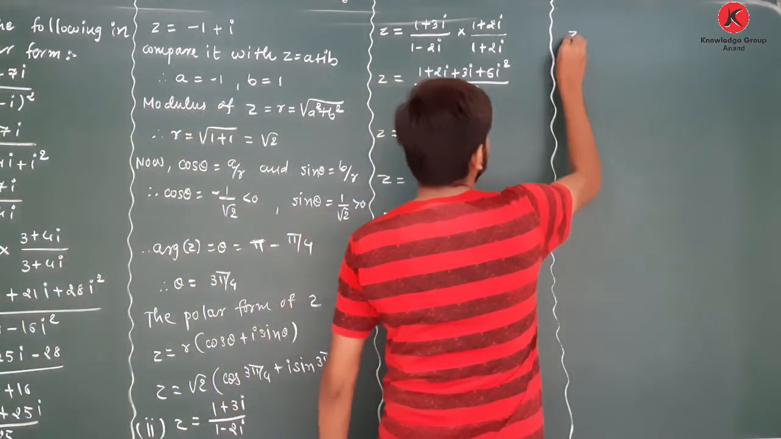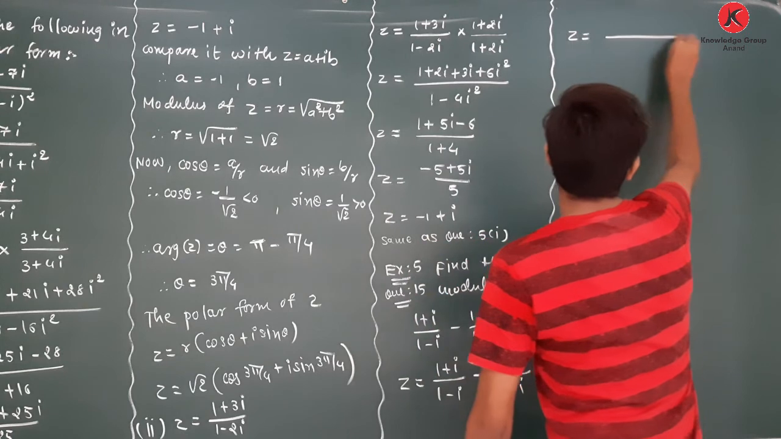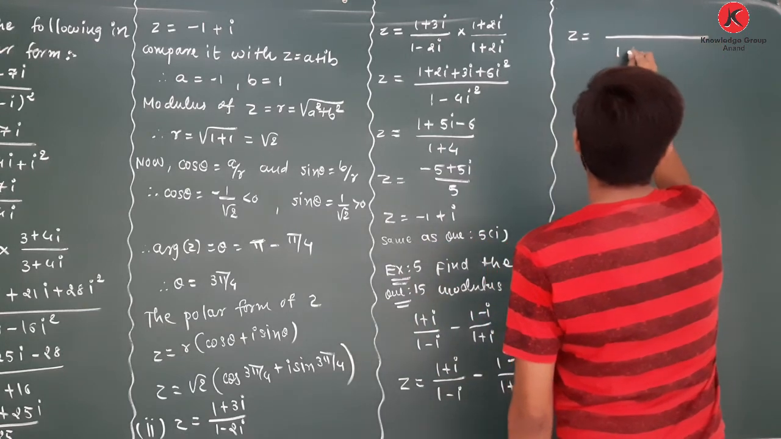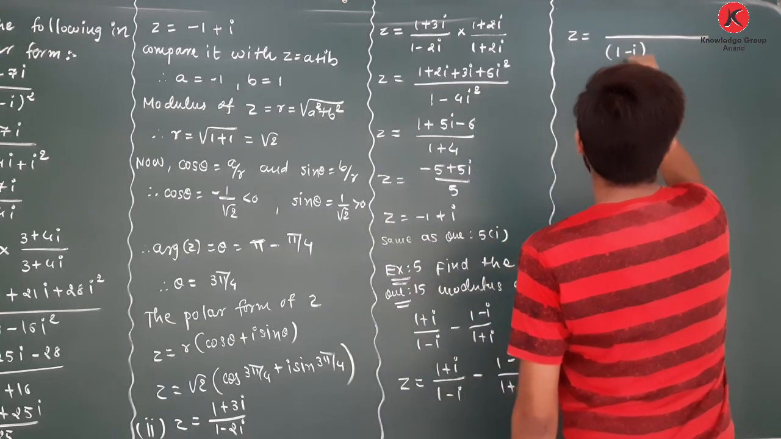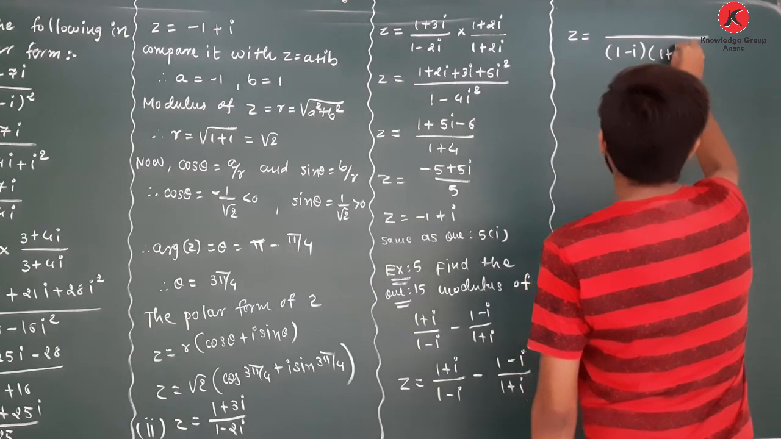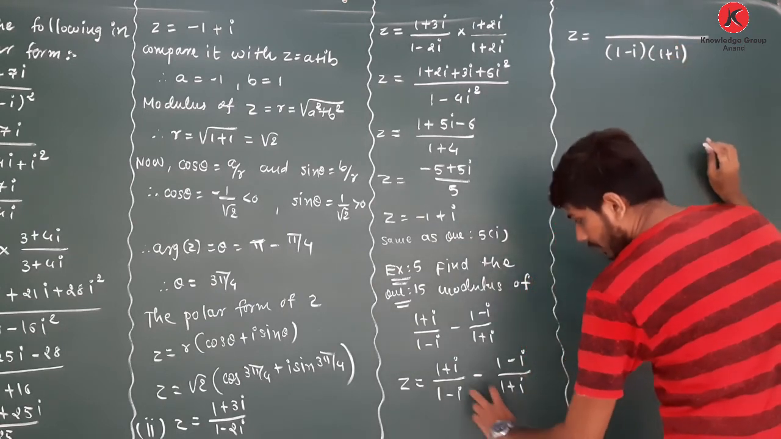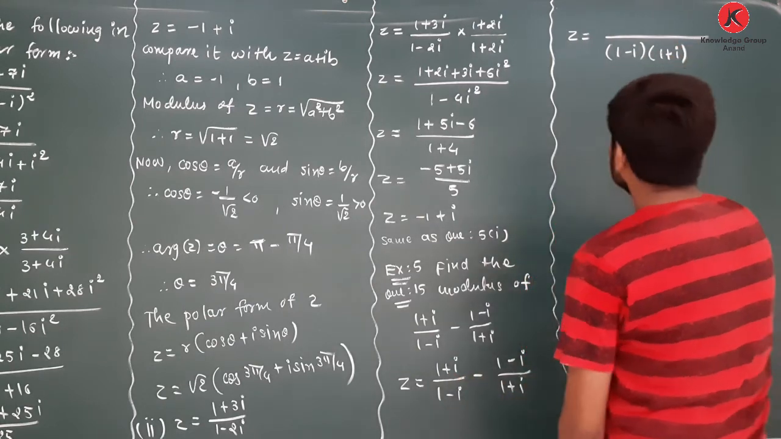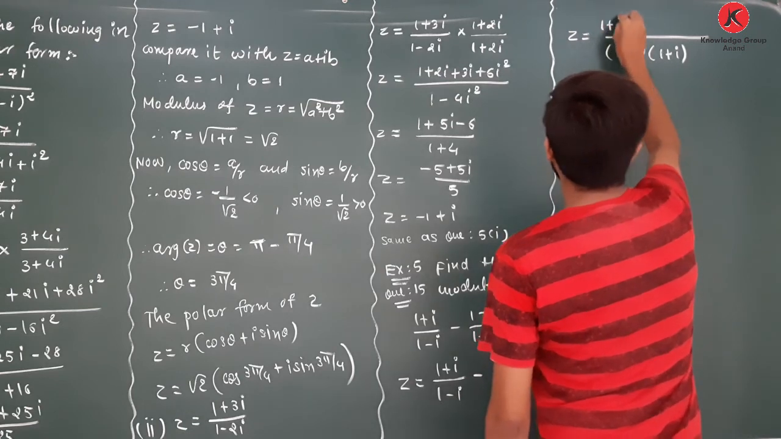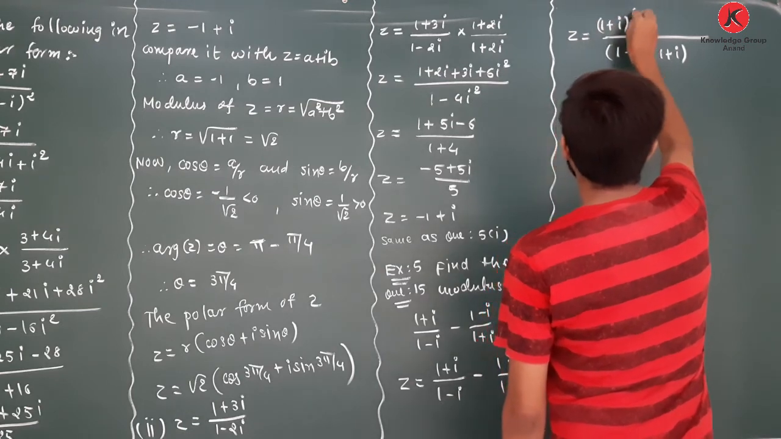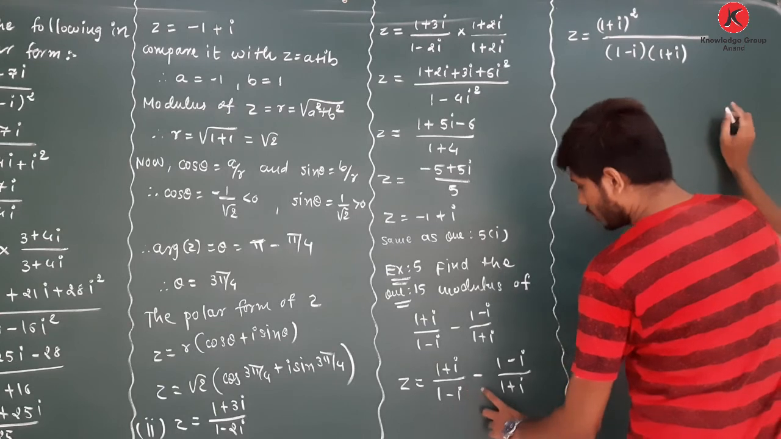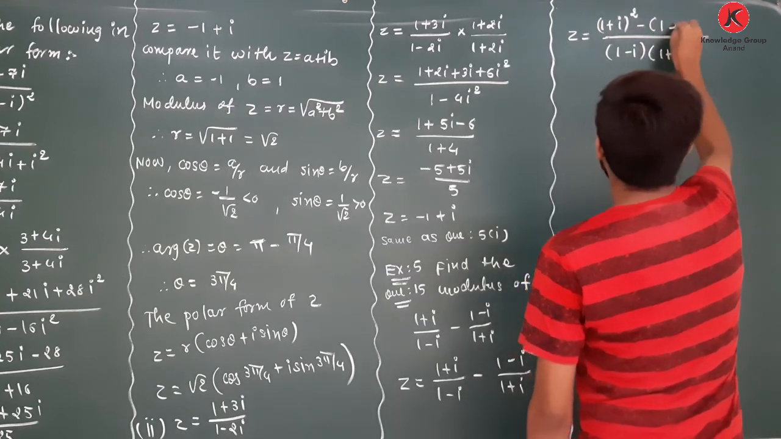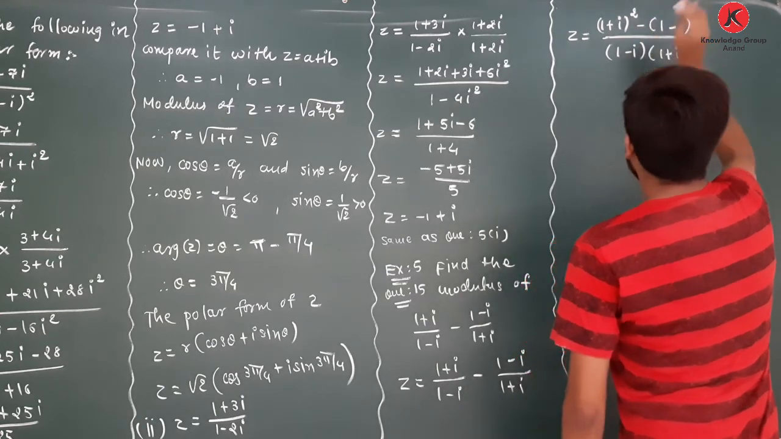Therefore the LCM is 1 minus i into 1 plus i, so z equals the LCM. This is your LCM. Multiply this with this. We are getting 1 plus i into 1 plus i, which is 1 plus i whole square, minus 1 minus i whole square.